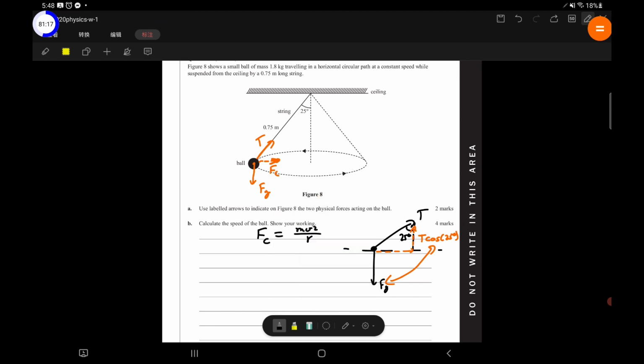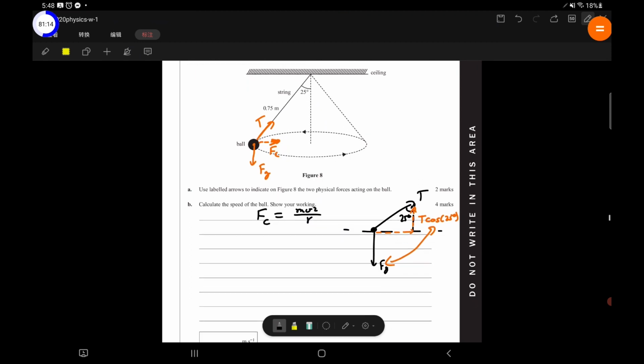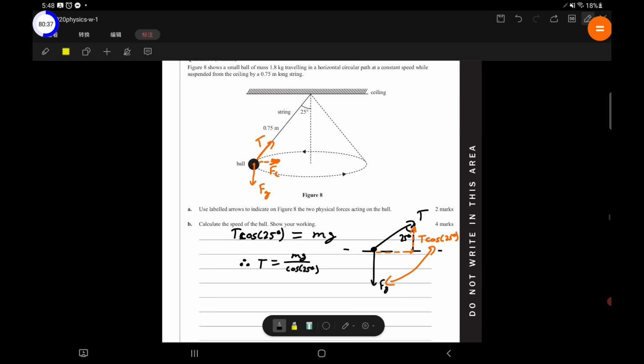If there was a net force vertically, then the ball will be pushed up or down. In this case, it's not. So what I can do to find the tension force is I can equate these two expressions. Now, plugging in the values for my mass and 9.8 and cosine 25 degrees into my calculator, I will get the value of the tension force.